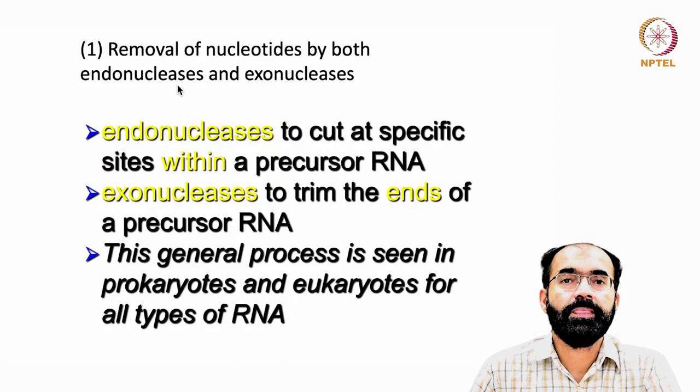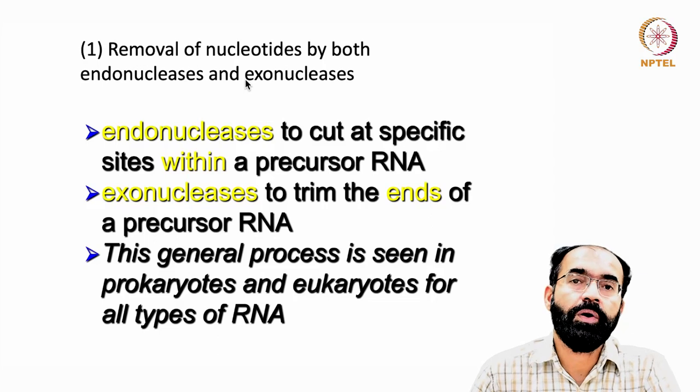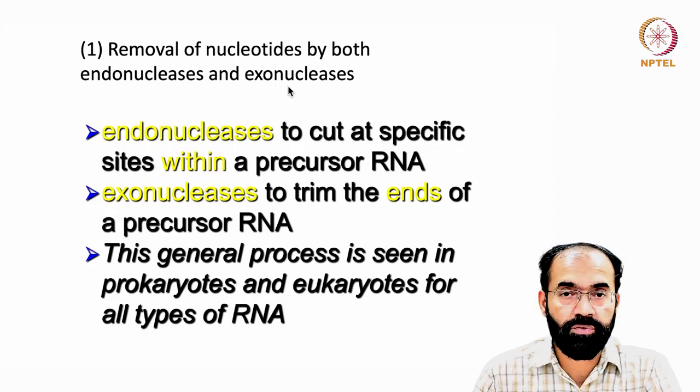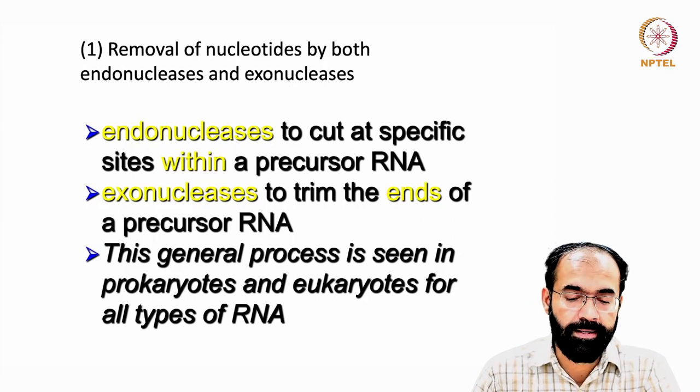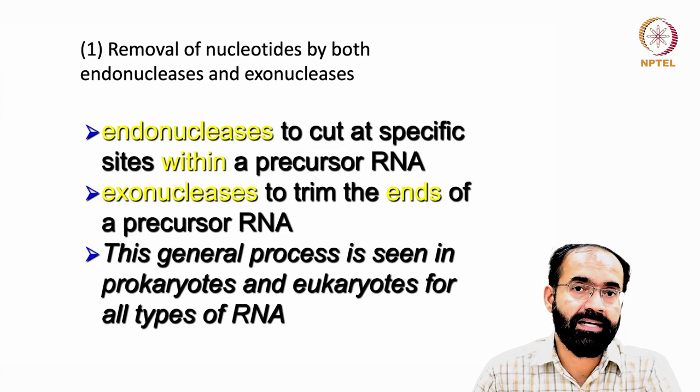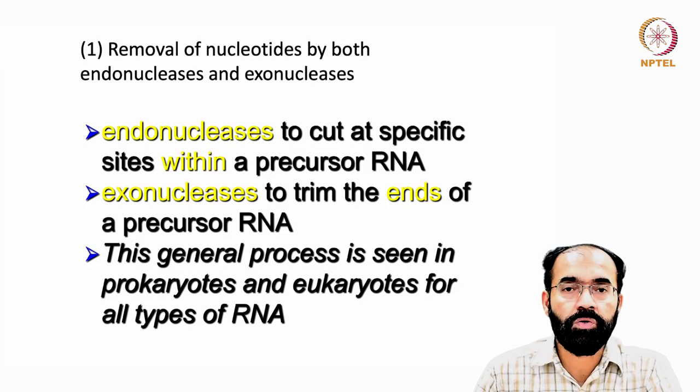So let us see the removal of nucleotides, how and when they happen. Removal of nucleotides is carried out by both endonucleases and exonucleases, the enzymes that contribute to the degradation or cleaving of the RNA. The word endo indicates it is acting inside, and exo indicates it is acting on ends, either the 5 prime end or the 3 prime end of the RNA.